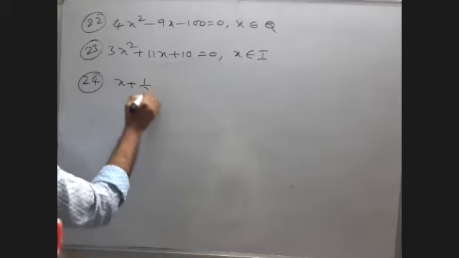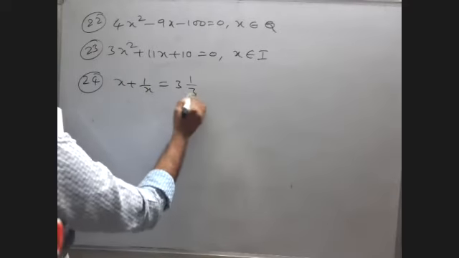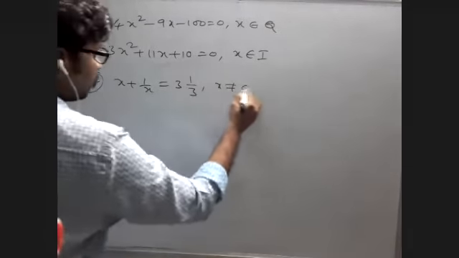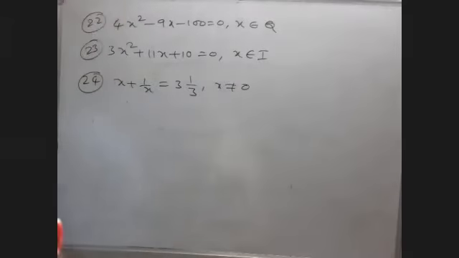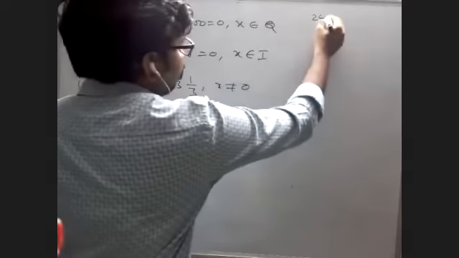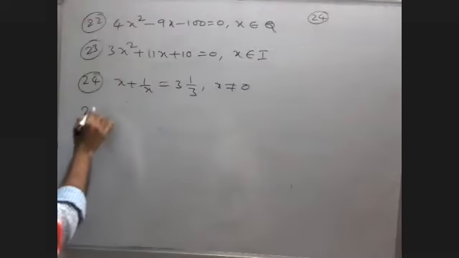x plus 1 by x is equal to 3 and 1 by 3, where x not equal to 0. Can you solve this? Sir, please explain this, sir. Okay, I will explain this. That is question number 24. Next, question number 25.